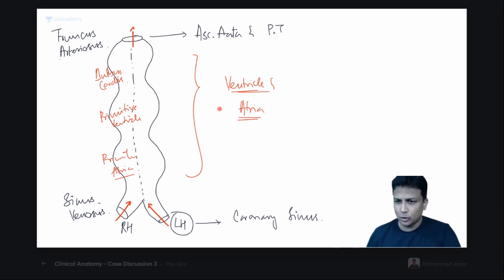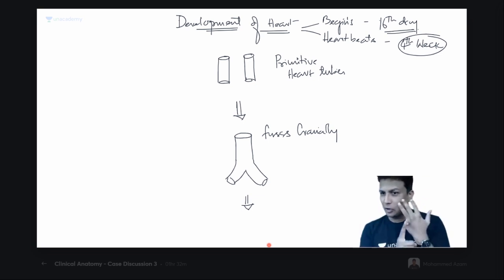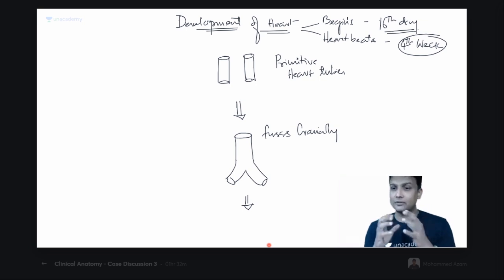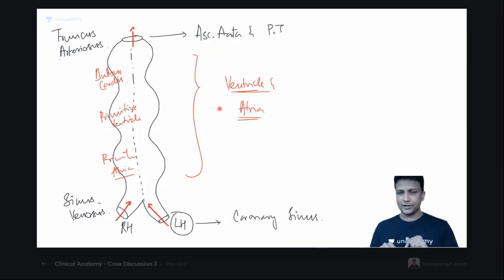So let us just go back one minute. Let's have a revision right now for the people who have just joined us late. Yes, my dear friends. During development of the heart, what do you have to remember? Heart formation is going to begin on the 16th day, and heartbeats will begin by the 4th week, that is the 22nd day. There will initially be two heart tubes. They will fuse cranially, and the caudal end is going to remain free. After that, there will be formation of three dilatations: bulbus cordis, primitive ventricle, and primitive atria.